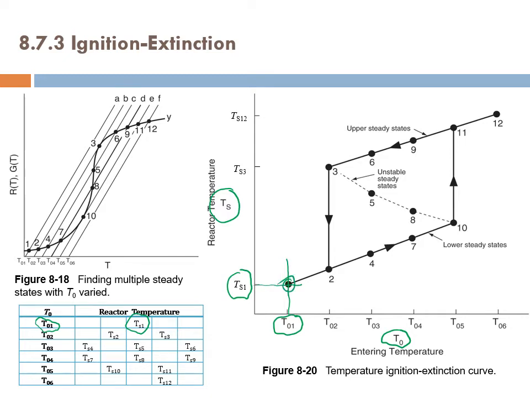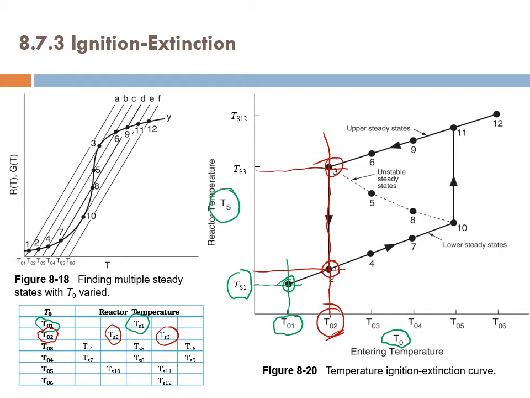Let's plot the second point. This is TS. Let me change the color. This is T02, and at T02 we have two steady state temperatures, TS2 and TS3. So we go vertically up here for T02, and then we have TS2. Where they intersect, this is my point. Then we have another point at T02, and this is TS3, so that's my point again.